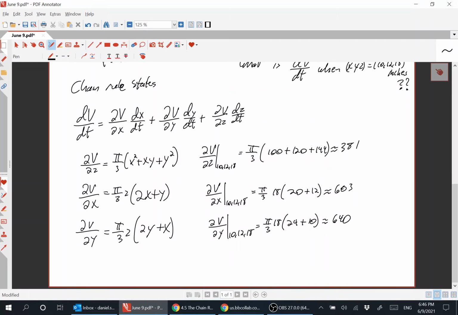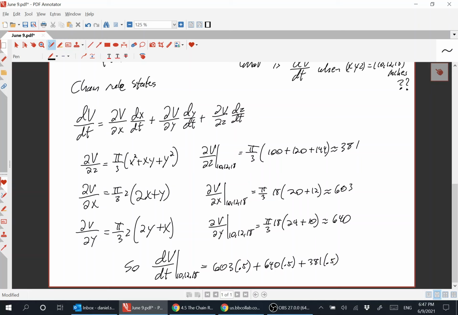Okay, so now we just plug in all those numbers. So dV/dt, or regular derivative, dV/dt at 10, 12, 18, at some other point in time, at some other parameters for x, y, and z, it'll be different, is equal to dV/dx, 381, times 0.5, plus the 603 times 0.5, plus 640 times 0.5.